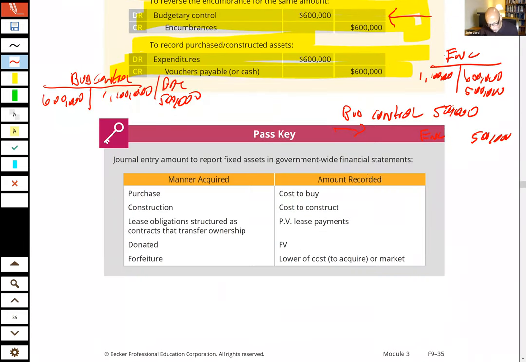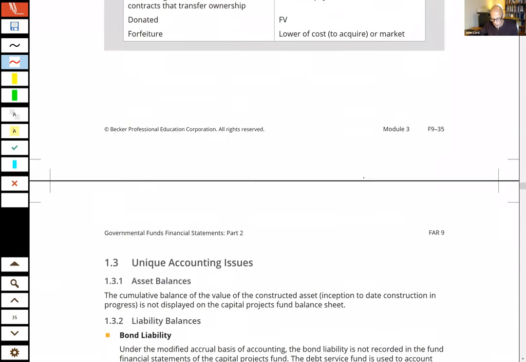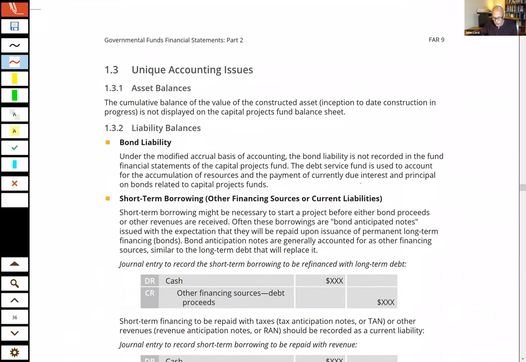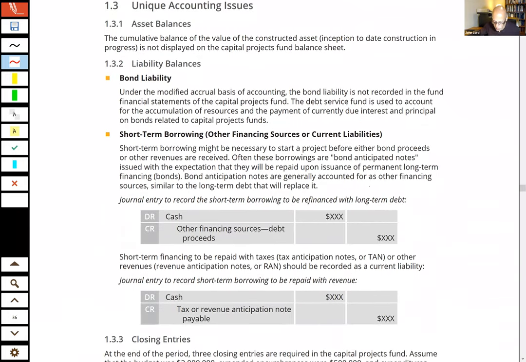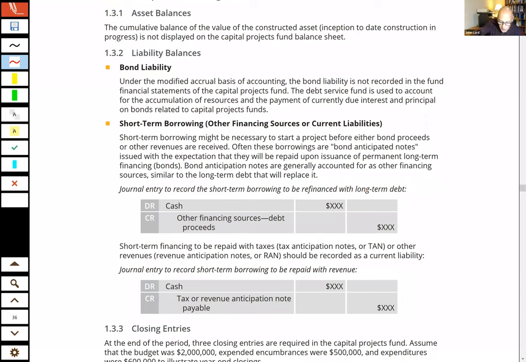Okay, good. All right, so let's go ahead and take a look at short-term borrowing. And guys, I find this a little annoying in here. I don't think the exam is going to get to this level of specificity, okay?